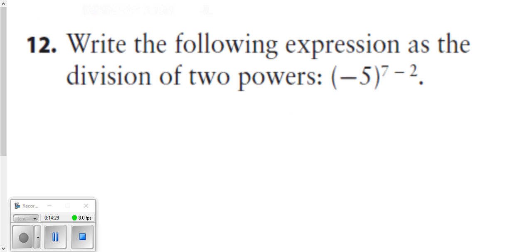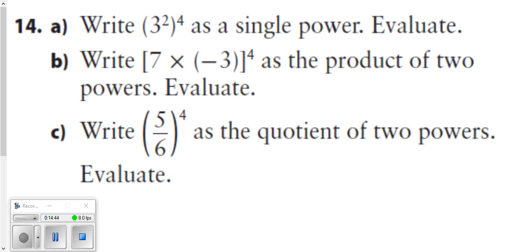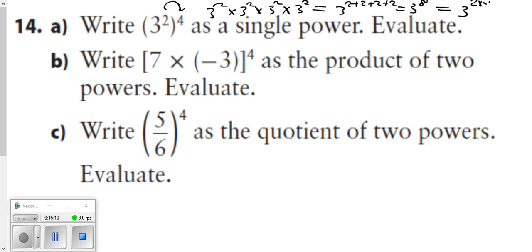Write the following expression as the division of two powers. So here we have 5 in brackets. Question 14 says, write this as a single power and value. So when you are multiplying 3 squared, multiplied by itself 4 times, because the powers are all having the same base, you keep the base and add the exponents. A way to simplify a power of a power is keep the base and multiply your exponents.